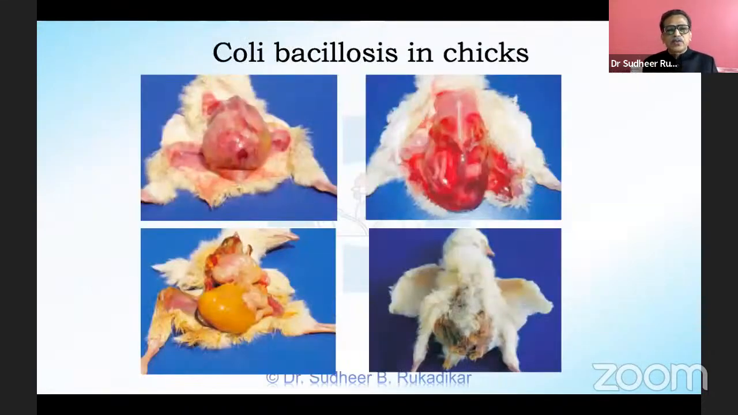Then let's see some photographs of what we can see in winter. One is our 24-hour guest, E. coli or colibacillosis.